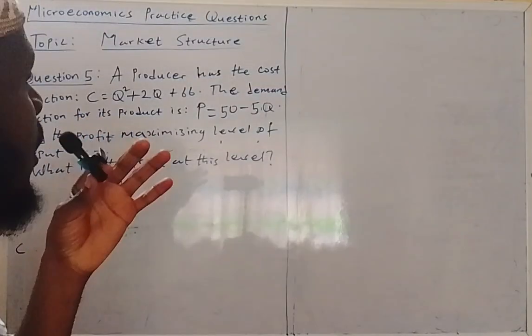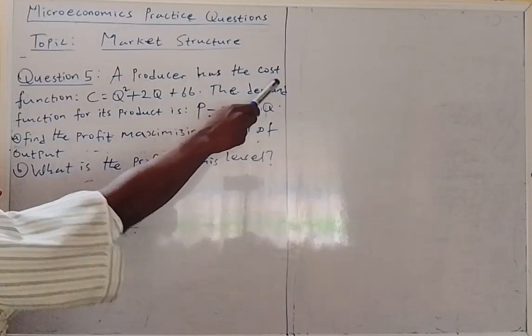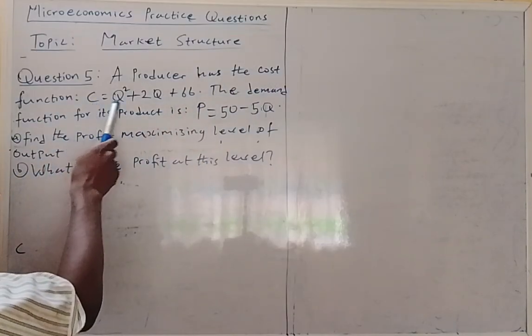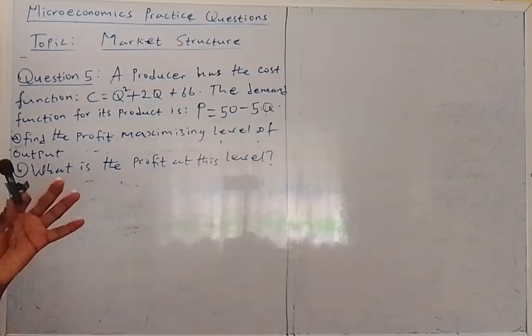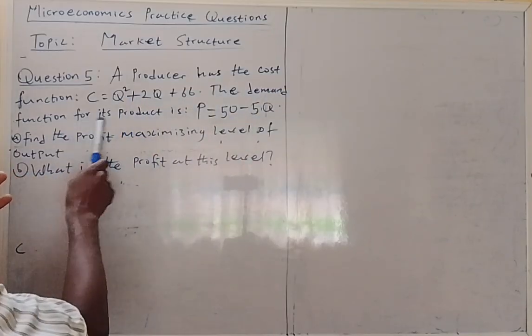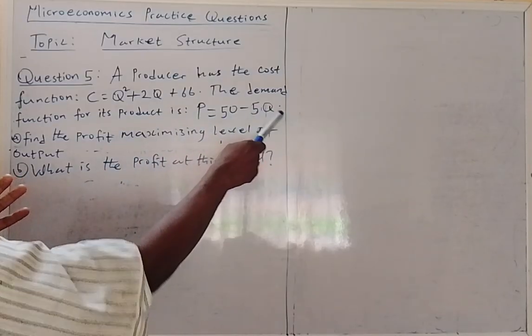Welcome to microeconomics class. In this class, I'll be solving this question. This is question 5, and the question is on market structure. The question goes thus: a producer has the cost function C equals Q squared plus 2Q plus 66. The demand function for its product is P equals 50 minus 5Q.